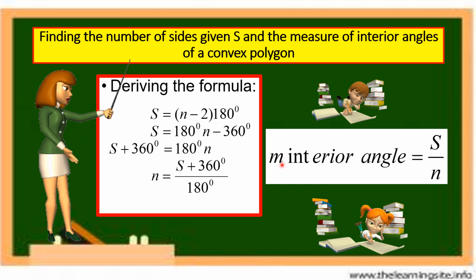What is the formula in finding the measure of interior angle of a convex polygon? The measure of interior angle of a convex polygon is represented by S over n, where S is the sum of the measures of the interior angles of a convex polygon and n is the number of sides.